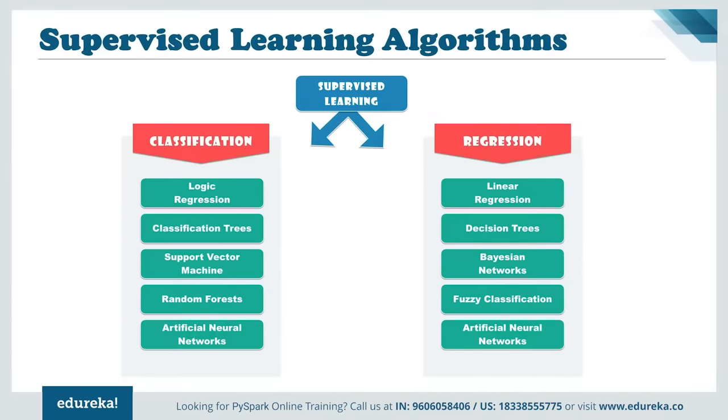Now, classification mainly consists of classification trees, support vector machines, and random forest algorithms. Whereas regression consists of linear regressions, decision trees, Bayesian networks, and fuzzy classification. Now, there are other algorithms like artificial neural network programming and gradient boosting, which also come under supervised learning algorithms.